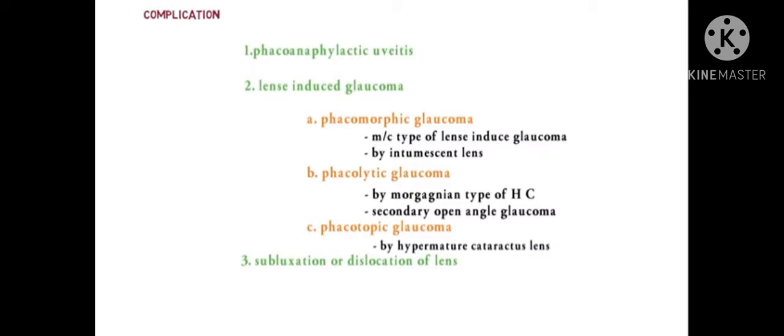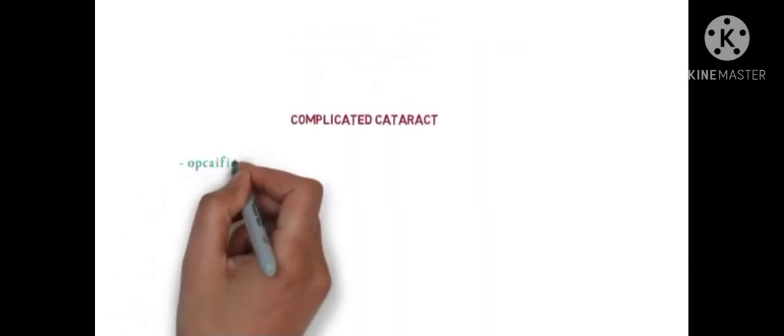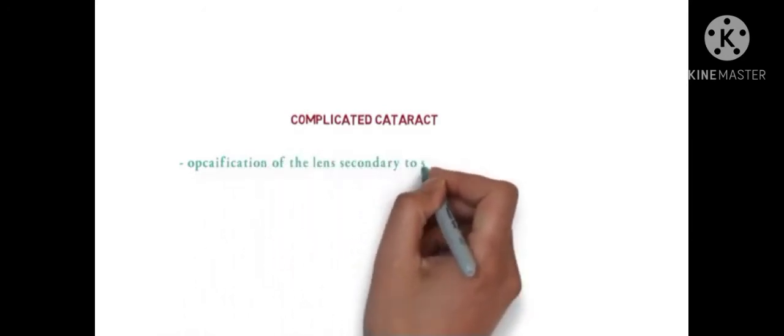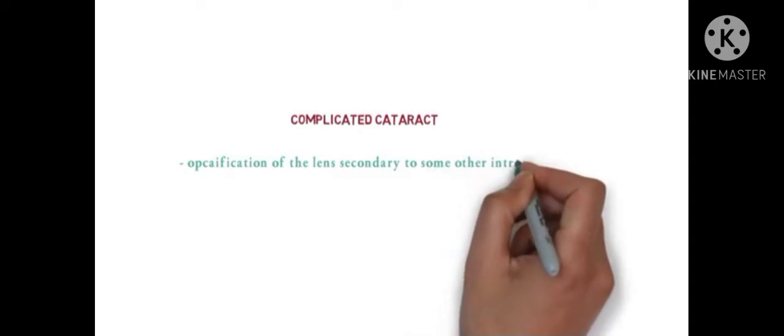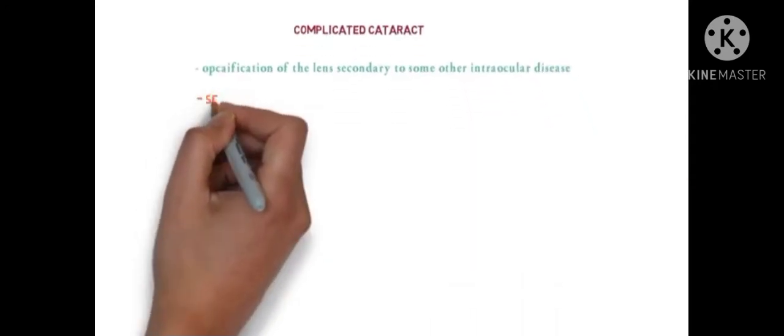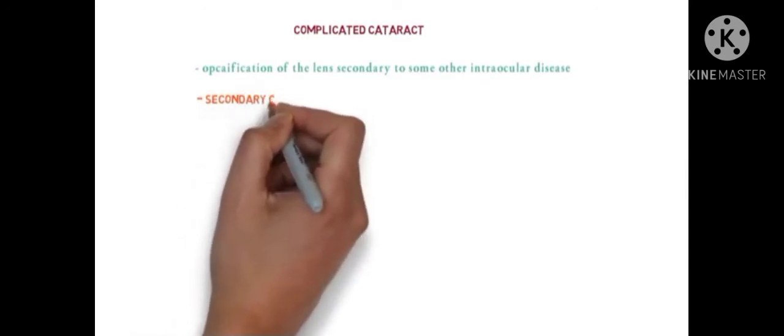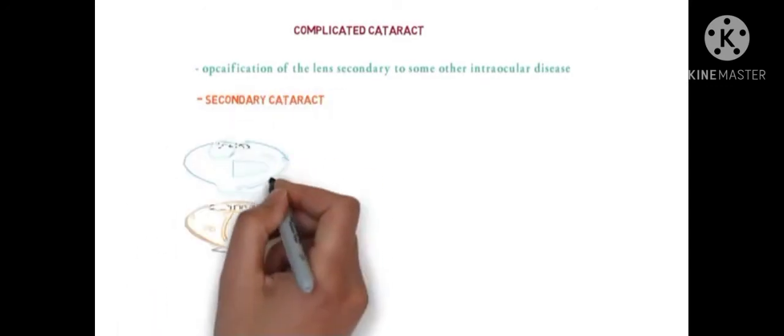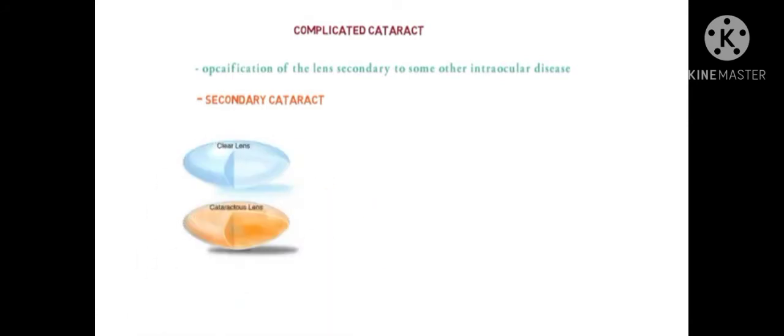We are going to start with complicated cataract. What is complicated cataract? Complicated cataract is an opacification of the lens secondary to some other intraocular disease, like inflammatory or degenerative diseases of the other part of the eye. That's why it is called secondary cataract. So this is the clear lens and this is opacification of the lens.